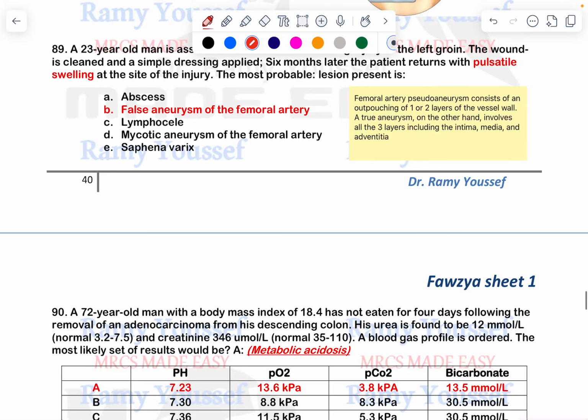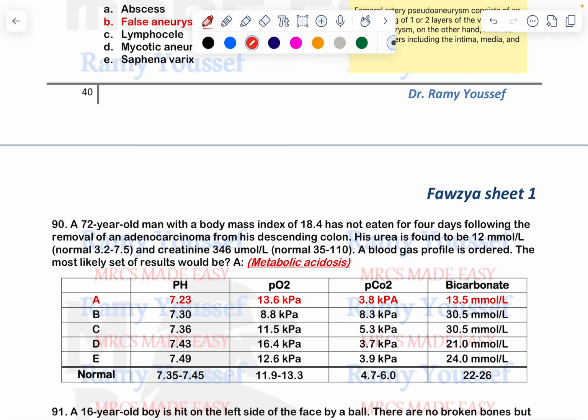So what is the question? Okay. What is the picture of metabolic acidosis? Acidosis has to be there and bicarbonate has to be low. So these three have acidosis, and here the bicarbonate is more. So you have to just think of this and this.